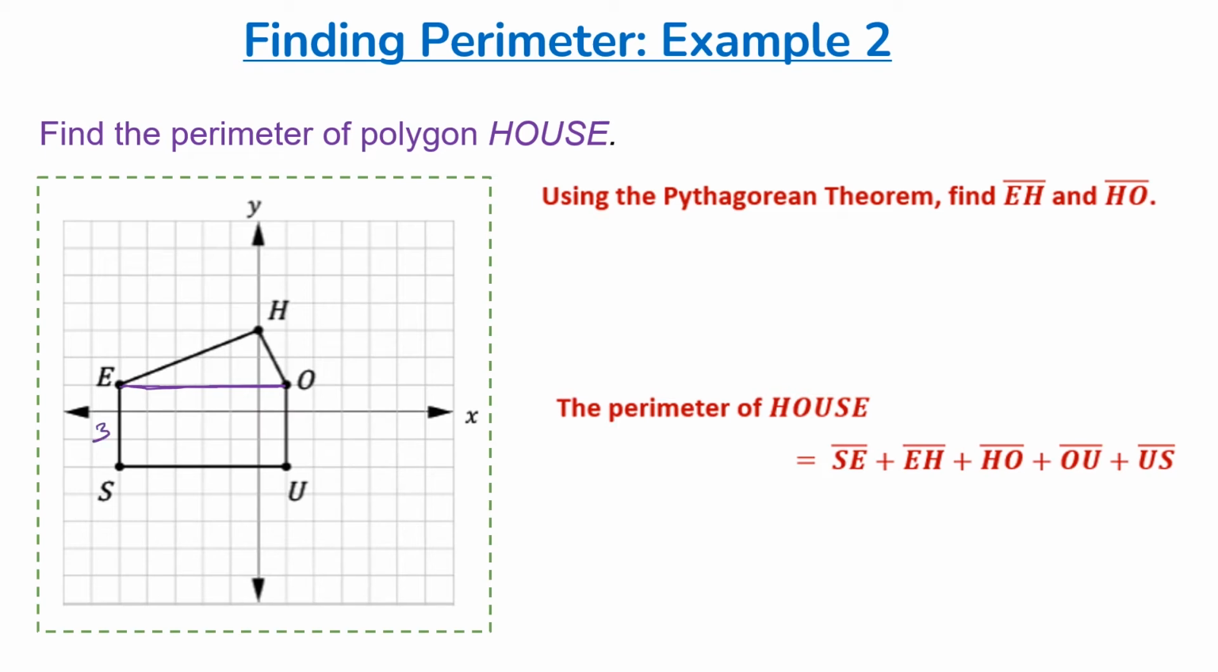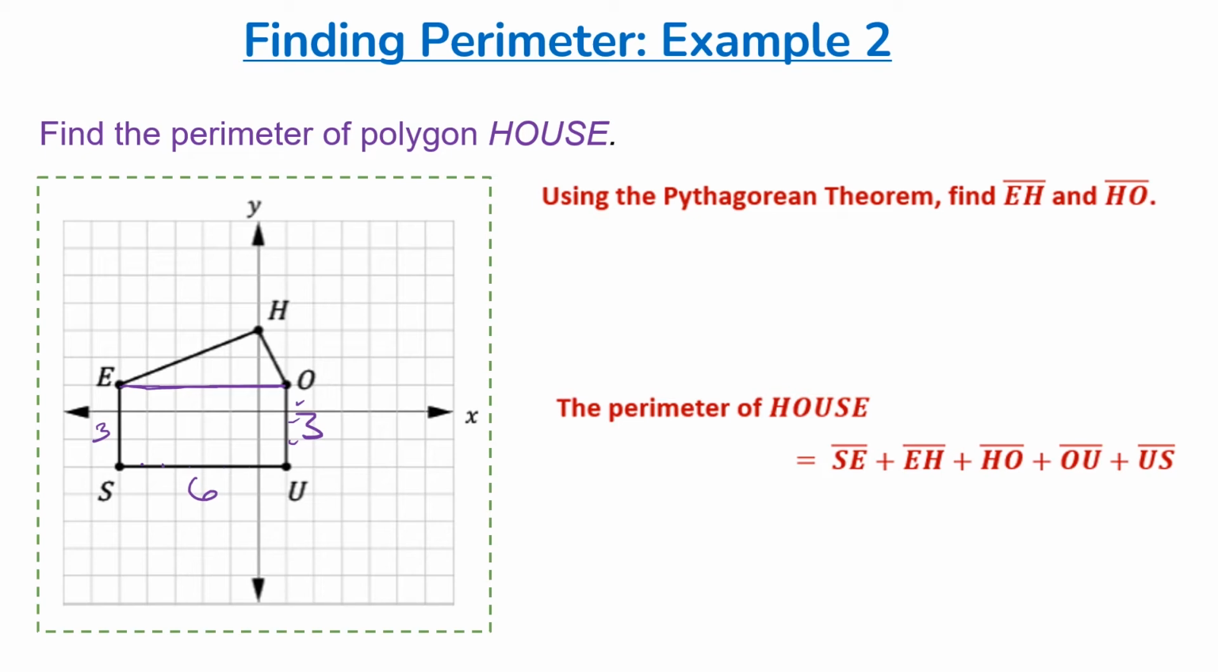So each side, this is 3. I'm just counting the spaces. 1, 2, 3. Counting the spaces at the bottom here. 1, 2, 3, 4, 5, 6. So this is 6. All right. So I have the triangle at the top here, EHO, but it's not a right triangle.